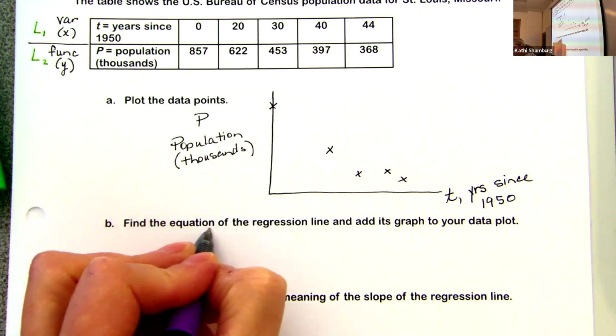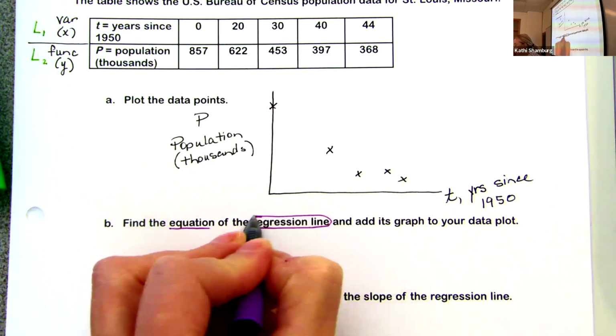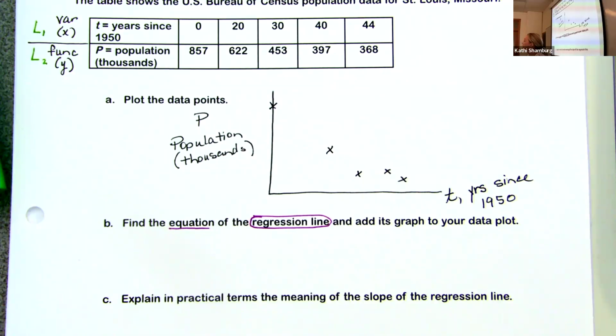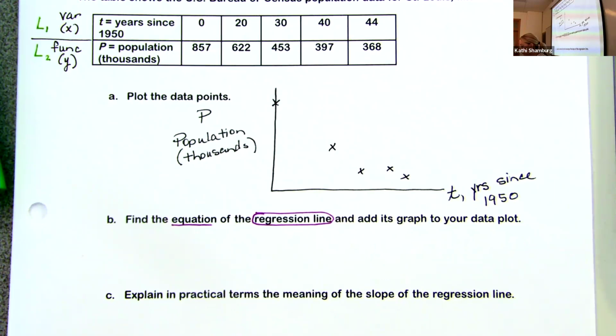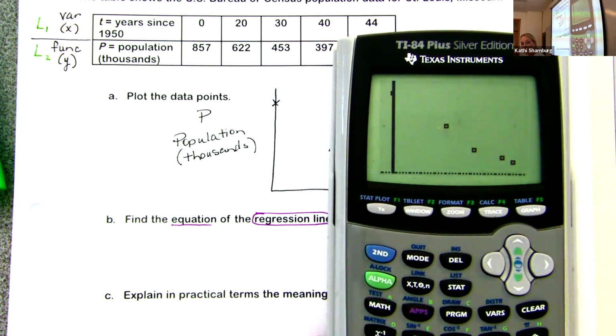Find the equation. Now what you need to watch for is the regression line. So this tells me that it's not a true linear relationship. So we're not going to prove or show using the average rate of change. This is when we use the calculator. Okay, so we have our list 1 and list 2 already in. So where do I go to find the information I need on my calculator?